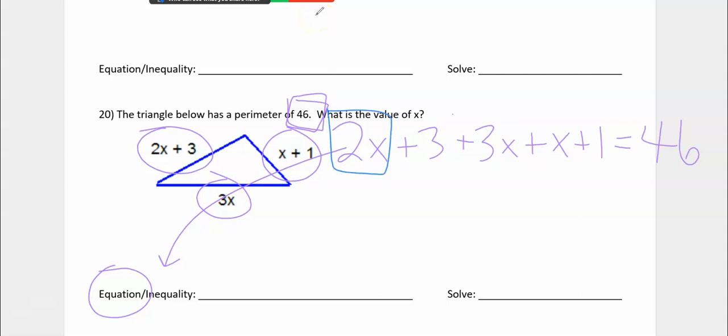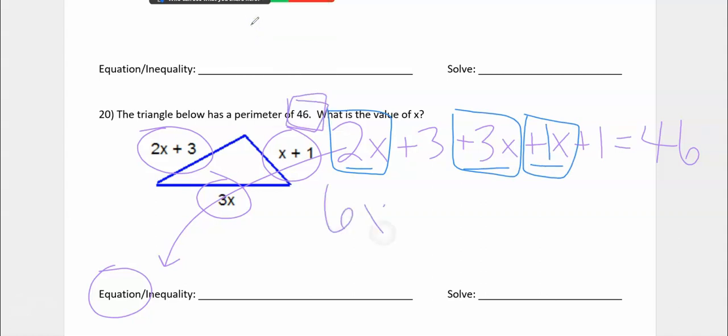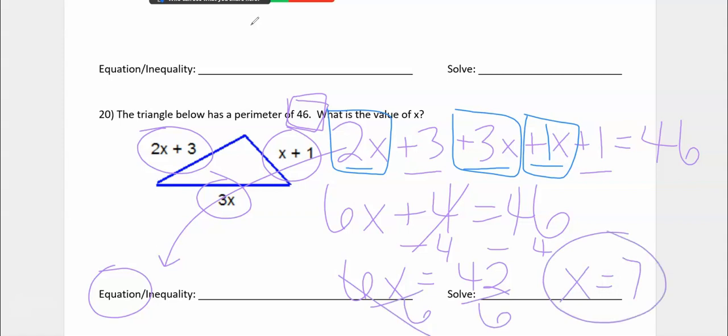I'm just going to go straight to combining like terms. So x's, there's 2, plus 3 more is 5, plus 1 more is 6 x's. And then the numbers, 3 plus 1 is 4. Subtract 4. 6x equals 42, and divide by 6. So x equals 7. All right, that is it.